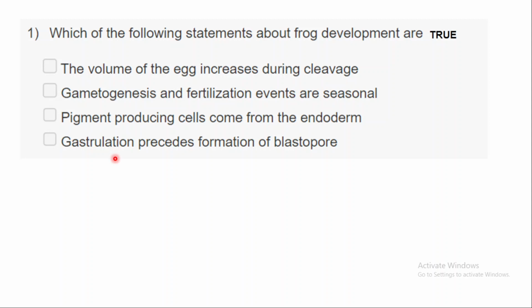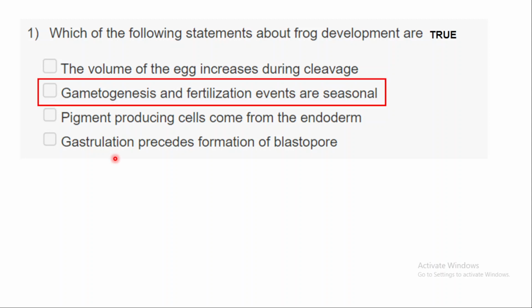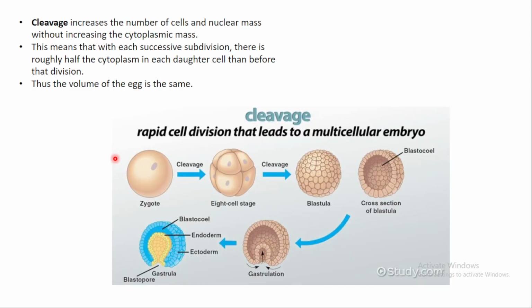Okay, now let us see what is the correct answer. The correct answer is option B. Gametogenesis and fertilization events are seasonal. So both Pranay and Ashwin are correct. Very good. Now we'll see the rationale behind why this is the correct answer.